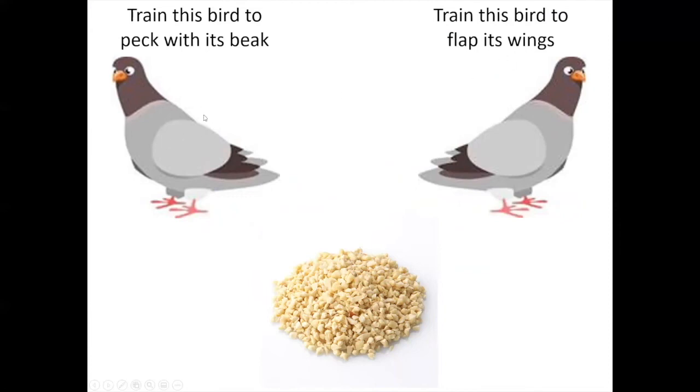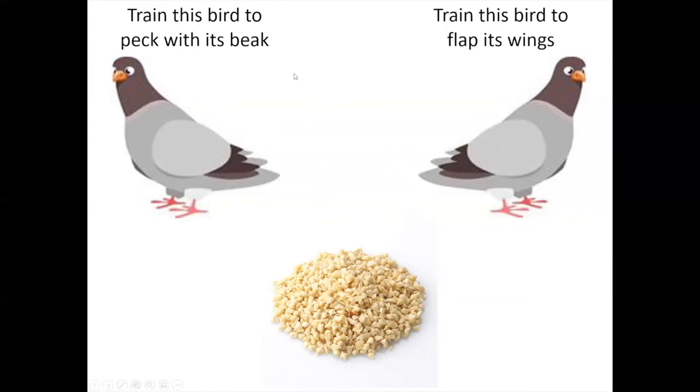And for this one, we're going to train it to peck at something, like, say, a disc on the floor or on the wall. Okay? So, food is the reinforcer here for both of these pigeons, but this one has to flap its wings to get the food, and this one has to peck something with its beak to get the food. So, question is, which pigeon do you think will have an easier time? Which of these behaviors will be easier to train?